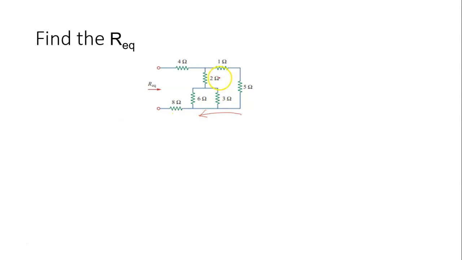In this given circuit, this 1 ohm and this 5 ohm are in series, and this 6 ohm and this 3 ohm are in parallel. So we are going to solve this part first and then this one. When we are solving this, we will see how the circuit is changed.